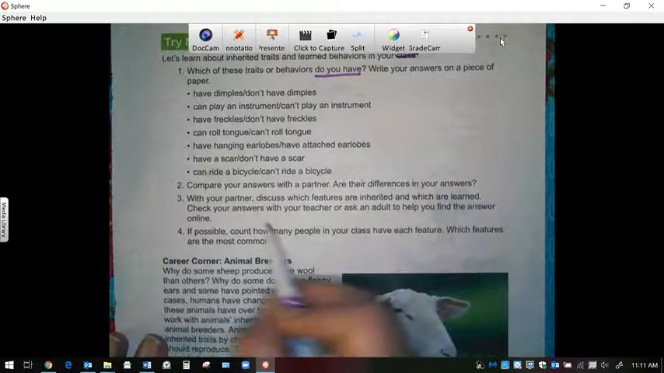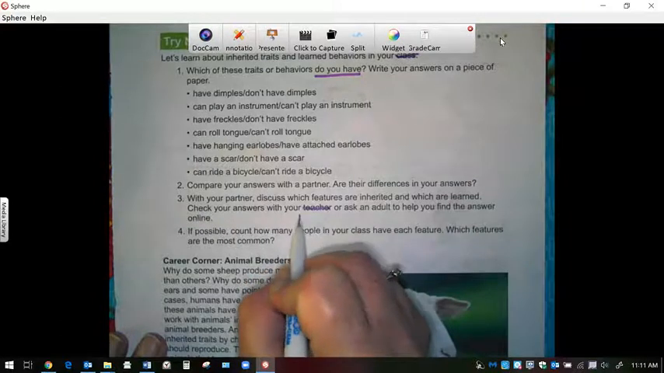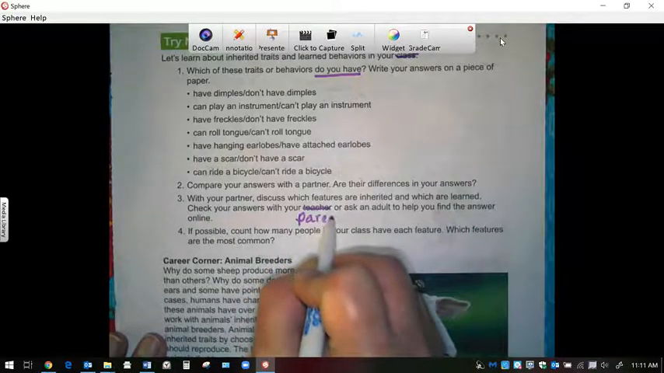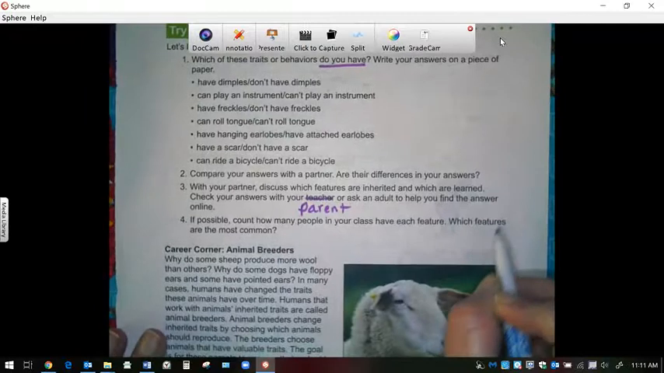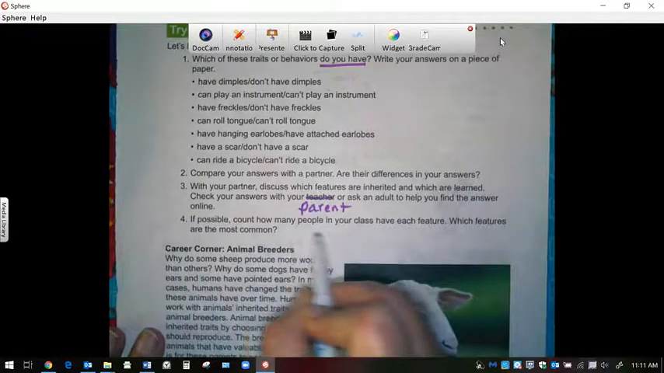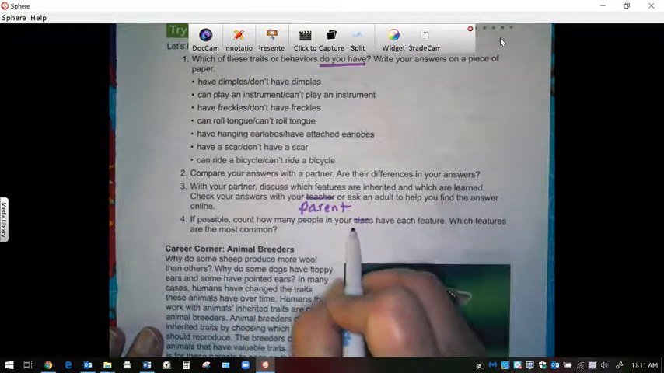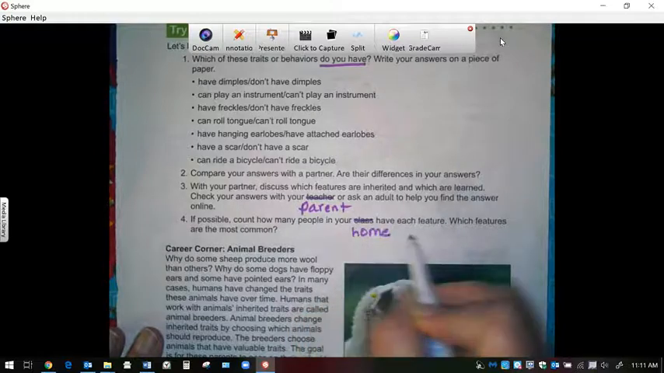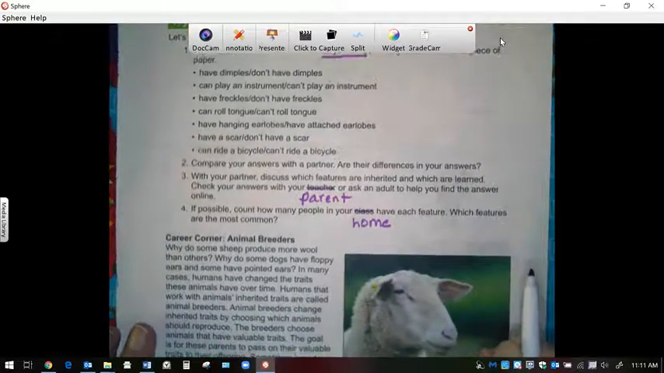Check your answers with your, not teacher, I'm going to put parent, or ask an adult to help you find the answers online. If possible, count how many people in your, not class, home have each feature. Which features are the most common?